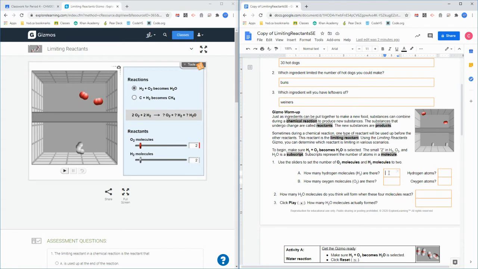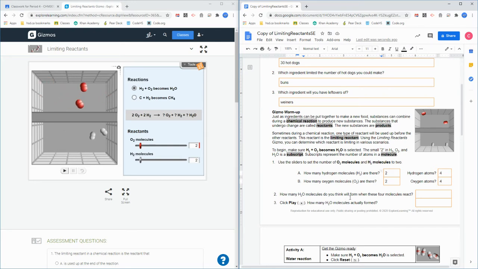So how many hydrogen molecules are there? Well, there are 2. How many hydrogen atoms are there? Well, there are 4. How many oxygen molecules are there? There are 2. And oxygen atoms, there are 4. These would both be Hofbrinkel gases and exist in diatomic pairs, diatomic molecules.